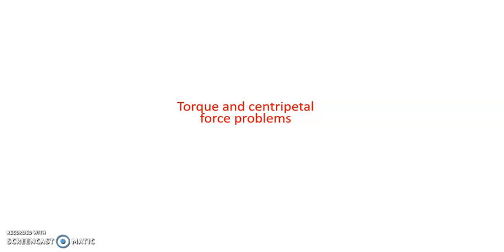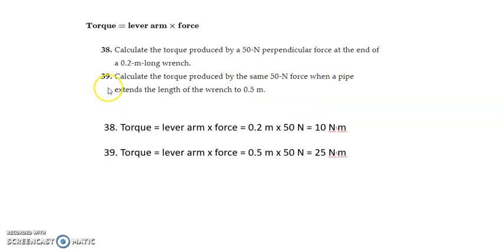These are simple torque and centripetal force problems solved. Torque is the product of lever arm in meters and force in newtons. For problem 38, we're asked to find the torque produced by a 50 newton perpendicular force at the end of a 0.2-meter long wrench. So our force is 50 newtons and 0.2 meters is our lever arm. So multiplying those two gives us 10 newton-meters of torque.